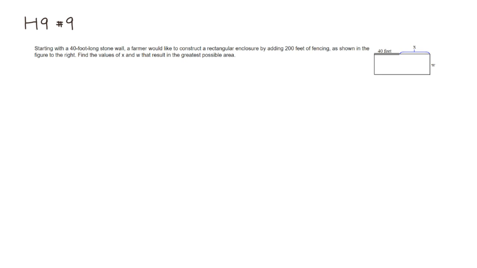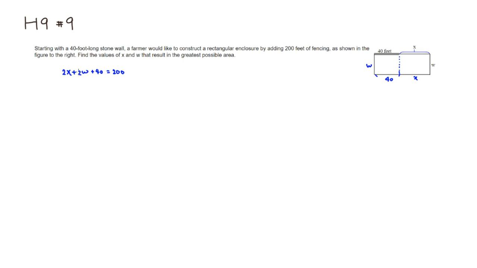First, let's see, what's the fencing here? So I'm going to just do this. We know that this is going to be X, this is going to be 40, and this is going to be W. So the total fencing would be X plus X, so 2X, and W plus W, so 2W, and then you have a 40. This is equal to 200.